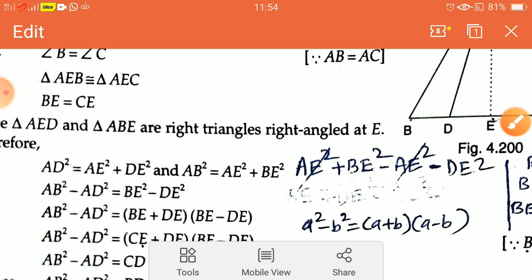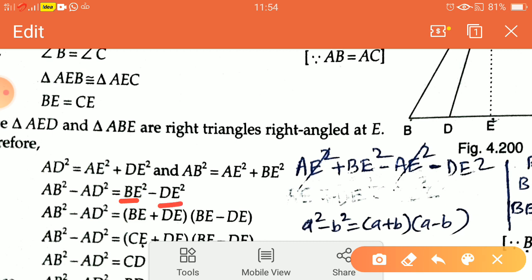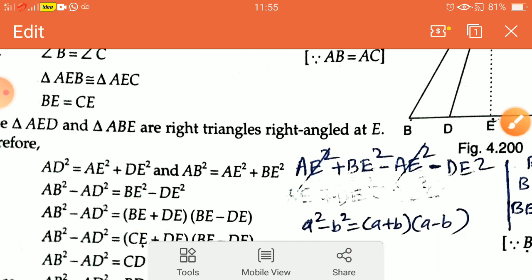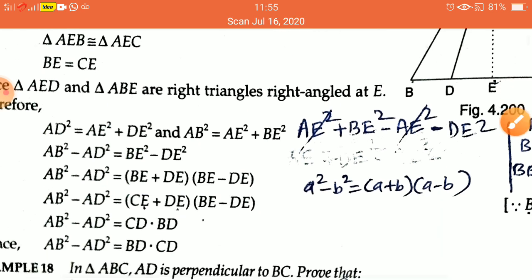So here AB square minus AD square is equal to BE square minus DE square, and then we know the identity a square minus b square. Here if we consider BE square as a square, and DE square as b square, so a square minus b square is equal to (a plus b) and (a minus b). Then we will get BE plus DE into another bracket BE minus DE. In this way we can expand the equation.